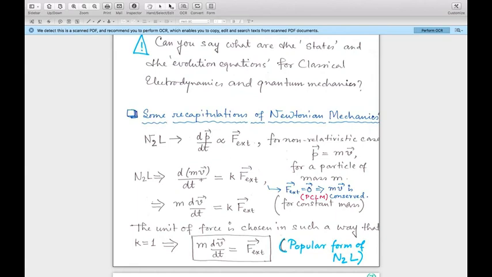Now it simply says that finally d/dt of mv is equal to some k, a constant of proportionality, times F external, and for a system of fixed mass, you simply have m dv/dt equal to k F external. Then by choosing a suitable unit of force, you can say that k is equal to 1, and your m dv/dt is simply equal to F external. This is the popular form of Newton's second law. Now here you see that if F external is 0, then the total mv is conserved. And this is the principle of conservation of linear momentum.